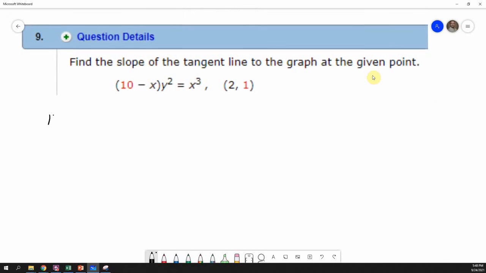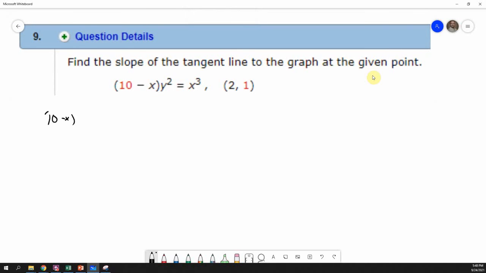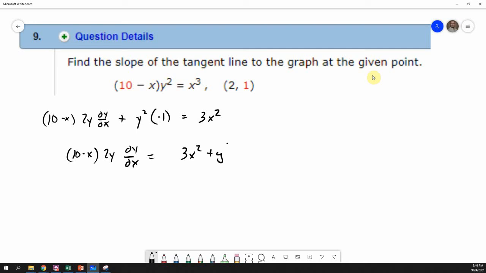So first times the derivative of the second, which is 2y dy/dx, plus the second times the derivative of the first. So the derivative of negative x is negative 1, equals 3x squared. All right, so this is negative y squared, so we're going to add that over there. So (10 minus x) times 2y dy/dx equals 3x squared plus y squared.